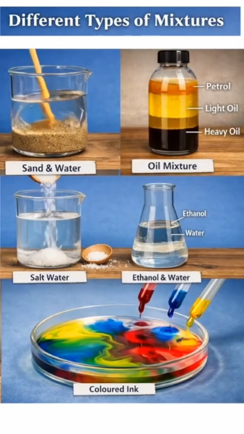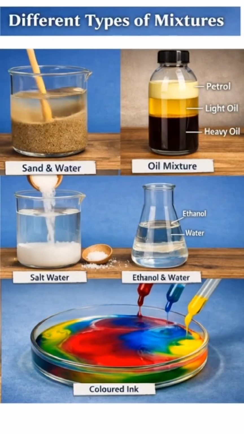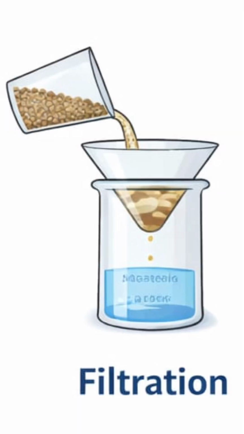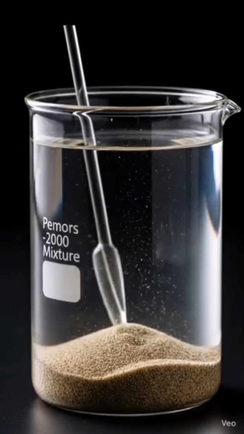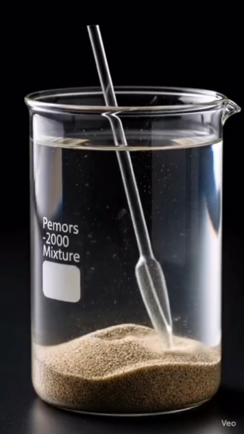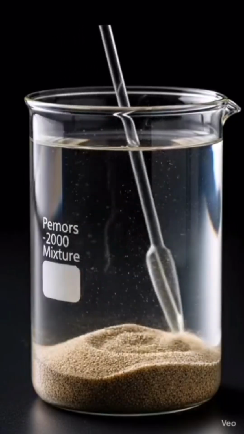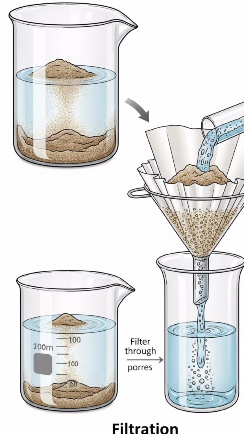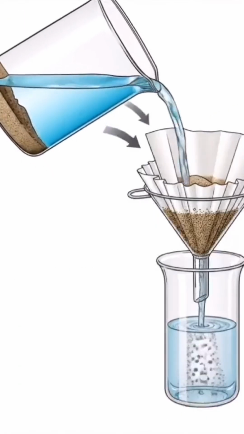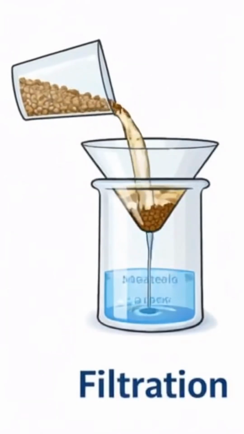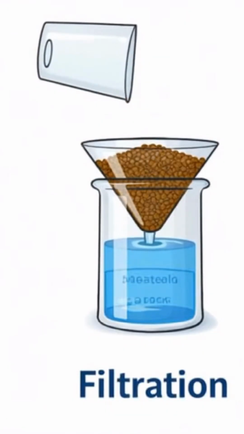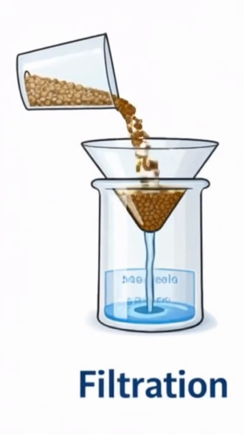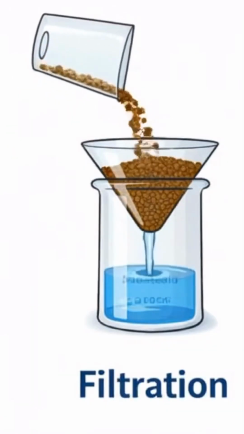But how we separate a mixture depends on what kind of mixture it is. Let's start with filtration. Imagine mixing sand and water. The sand does not dissolve, it just sits there. To separate them, we use filter paper. The paper has tiny pores. Water molecules can pass through easily, but the sand particles are too large, so they get trapped. This is how filtration separates an insoluble solid from a liquid.